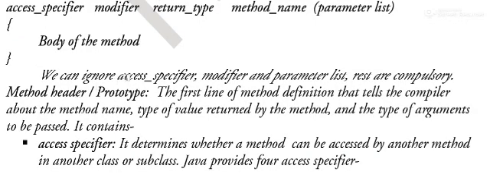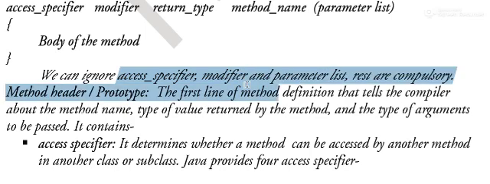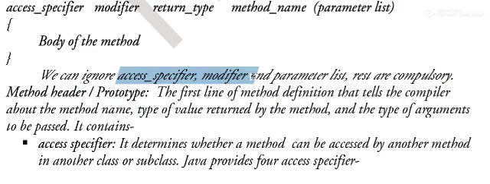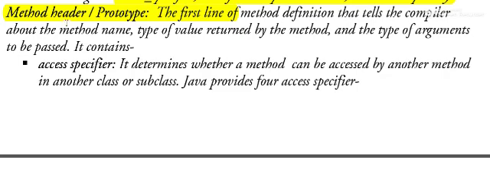We can ignore access specifier and modifiers, but the rest, like return type, method name, and the parentheses, are compulsory. The first line of a method is known as the method header or method prototype.